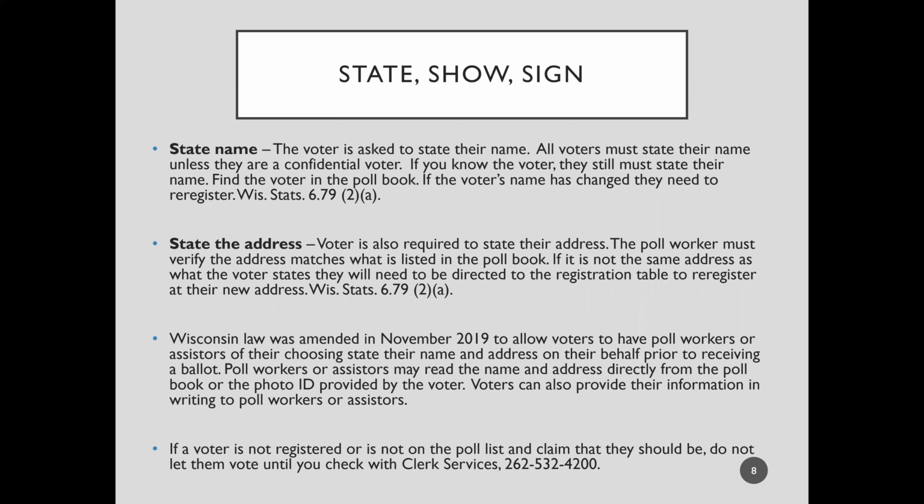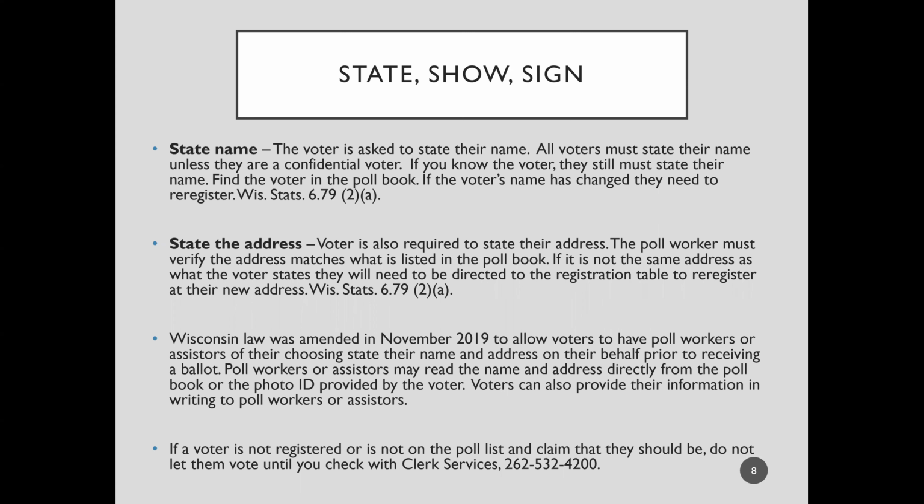Once you find their name, they need to state their address. The voter is also required to state their address by state law. The poll worker must verify the address matches on the poll book. If it does not, then they need to go back and re-register at the registration table. If it is just a typo error, please note it in here so that we can change it later.